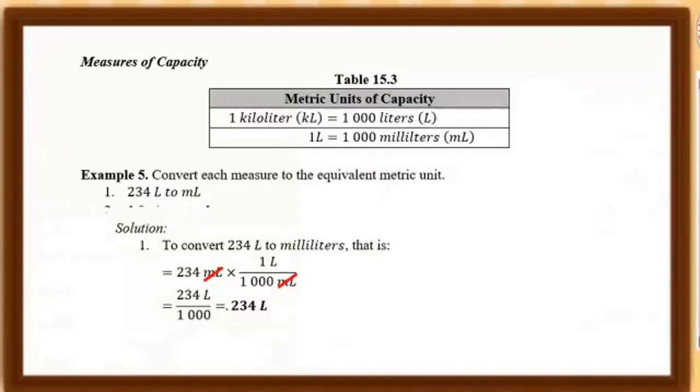Number 1, we have 234 liter to milliliter. So we're going to convert the liter to milliliter. So to convert 234 liter to milliliter, we're going to multiply it by 1000 milliliter over 1 liter. So 234 times 1000 milliliter is 234,000 milliliter.